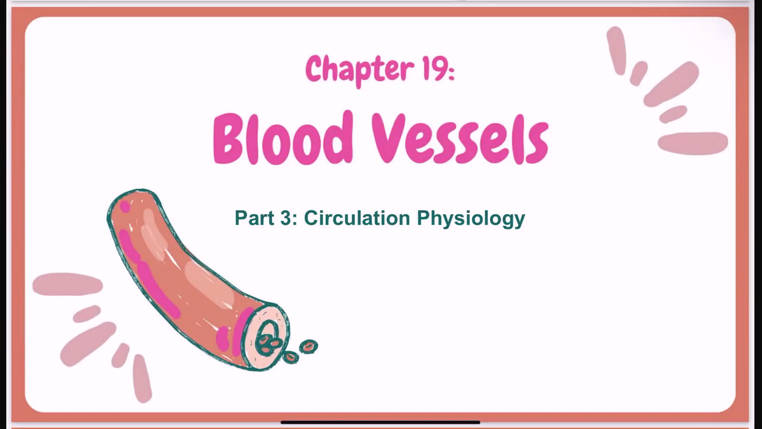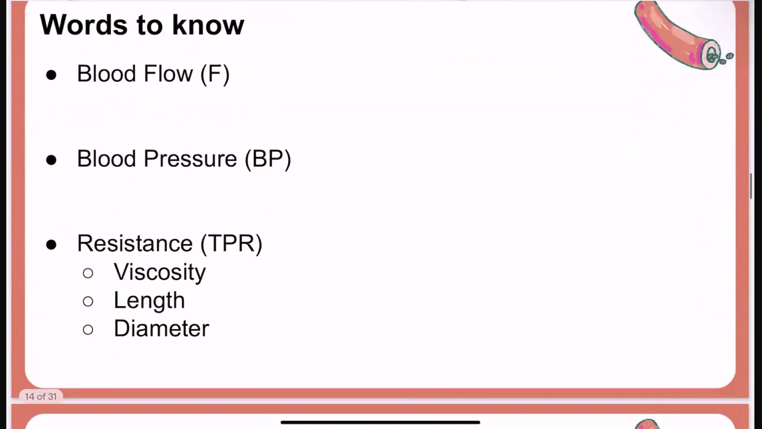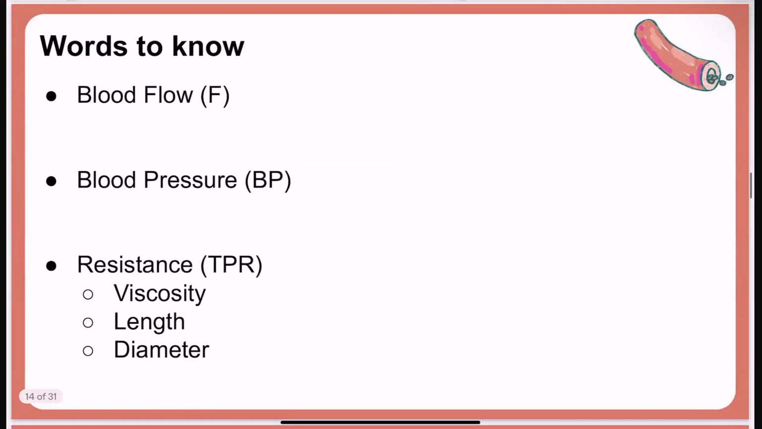Anatomists and physiologists. This video is another video about our blood vessels. This is part 3, talking more about circulation physiology. We already talked about what happens at the capillary level with things like diffusion and with bulk flow, but now we'll talk a little bit more broadly about circulation in general. Okay, let's get started. First things first is I think there's some new words that we need to talk about.